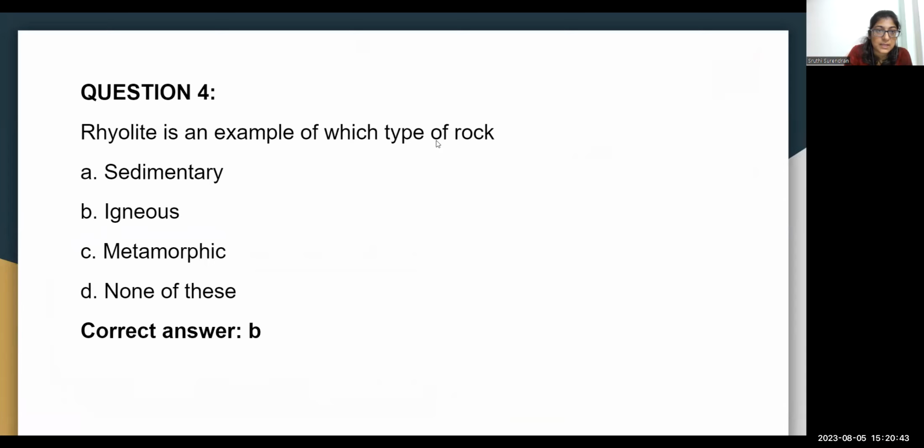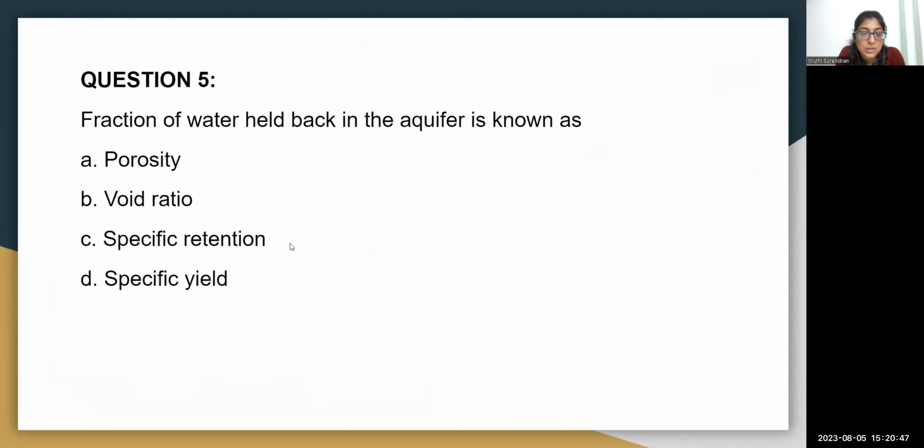So let's move on to the next question. The fraction of water that is held back in the aquifer is also known as. So this is some property of the soil formations. The four options have been given. It is porosity, void ratio, specific retention, and specific yield. So the fraction of water that is held back in the aquifer, what do you call that? Is it called porosity? Is it called void ratio? Is it called specific retention? Or is it called specific yield?